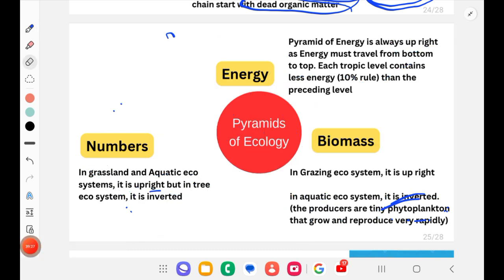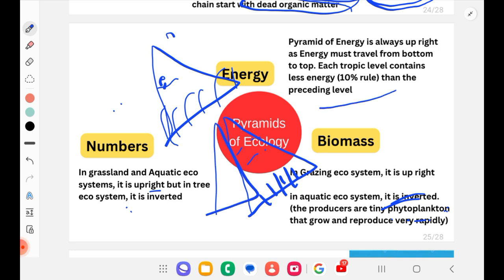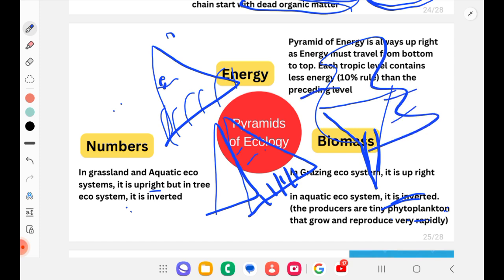Whereas in grassland ecosystem or aquatic, the grass will be more in grassland compared to animals. So it is upright. Even aquatic, we already said, sharks and fishes will be less in number compared to phytoplanktons, which are rapidly growing and growing. Yes. So that's why it is also upright. But tree ecosystem, it is inverted. One tree contains many birds. So tropical ecosystem, it is inverted. Okay. This is about pyramids of ecology.